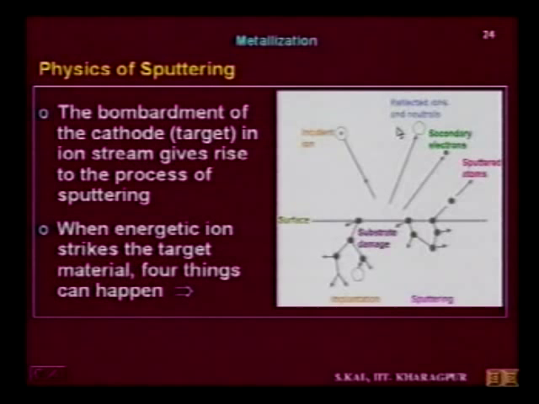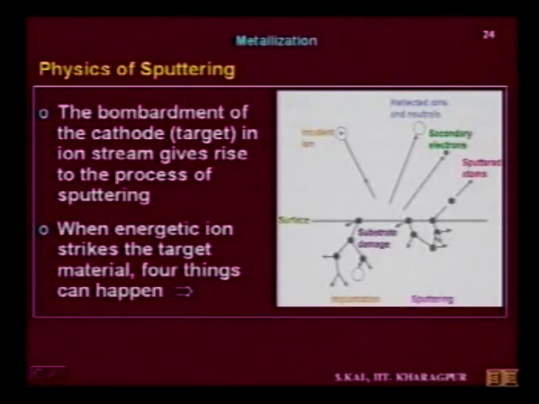This incident ion may produce secondary electrons. This is also possible because the high energy argon, when it hits the target, can be neutralized and emitted as a neutral atom. When it is neutral, it can emit some of the electrons also, which are known as secondary electrons.